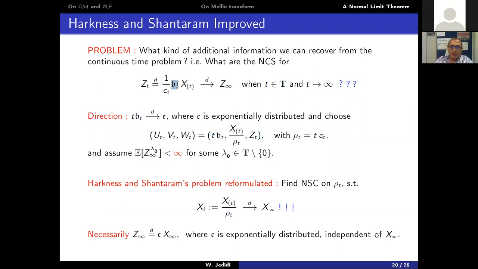It's a beta with parameter 1 and t. So this guy will converge to the exponential distribution. So it's enough to focus on x by the t and to find the adequate normalizing sequence. So the problem of Hartmann-Santorin was reformulated by us in this mean. This simplifies a little bit. Then necessarily, the limits will be a mixture of exponential distributions. This is the first step.